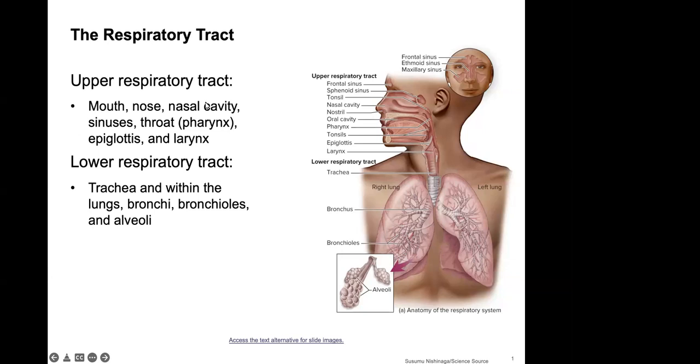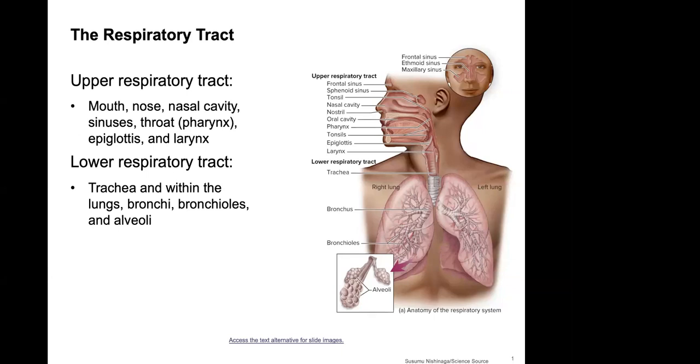Okay, so today we're going to talk about infections of the respiratory tract, and this is chapter 21 in the book. So starting off like every other chapter, we'll talk a little bit about the anatomy. The respiratory tract can be broken up into the upper and lower respiratory tracts.